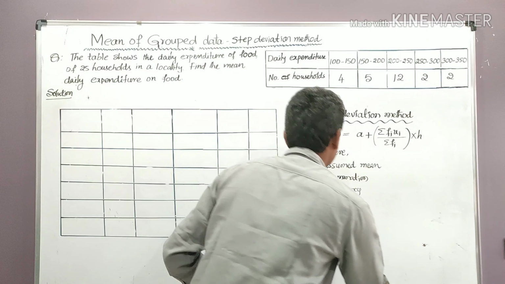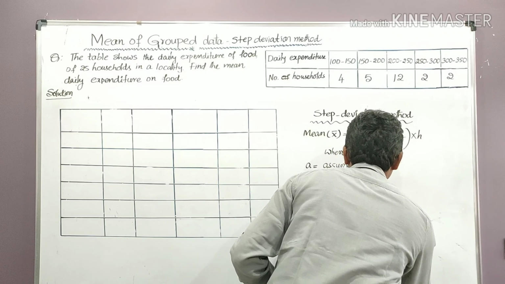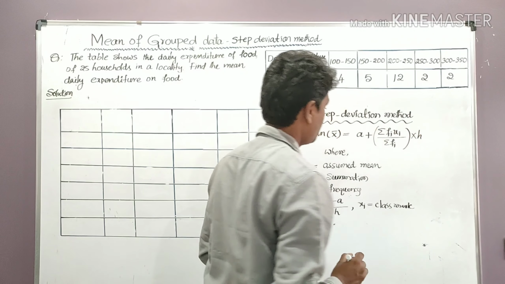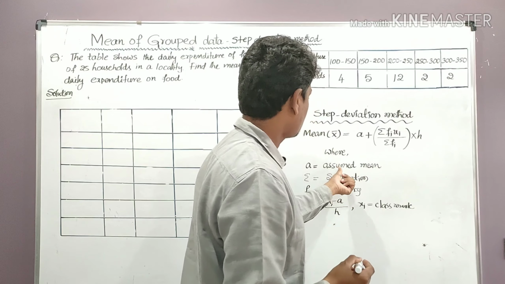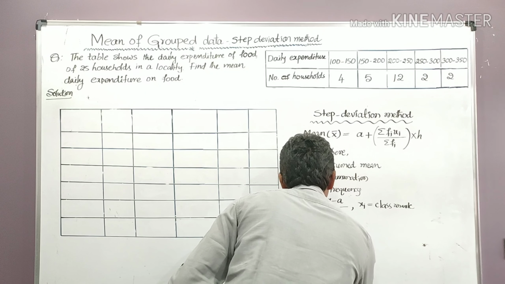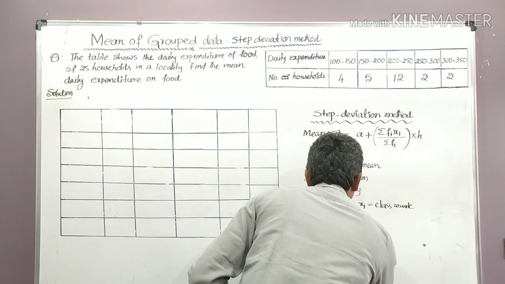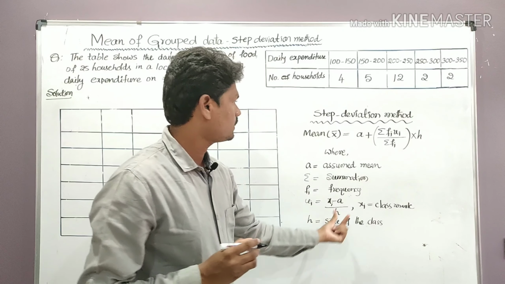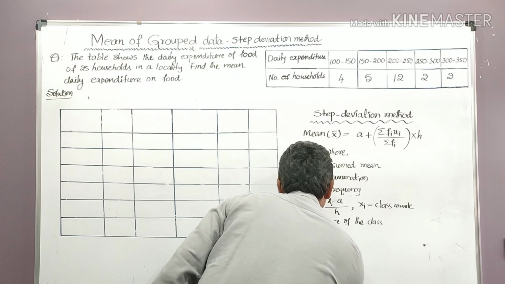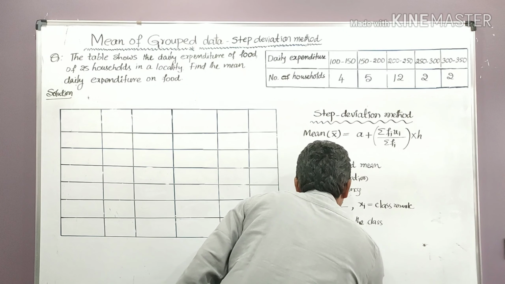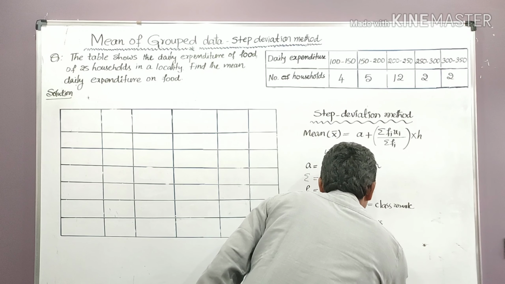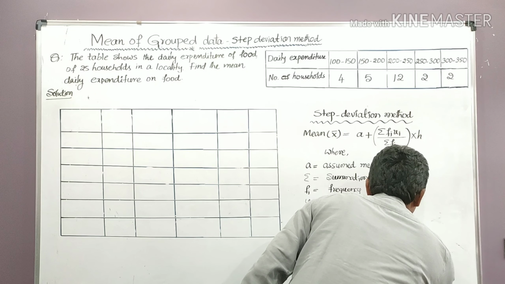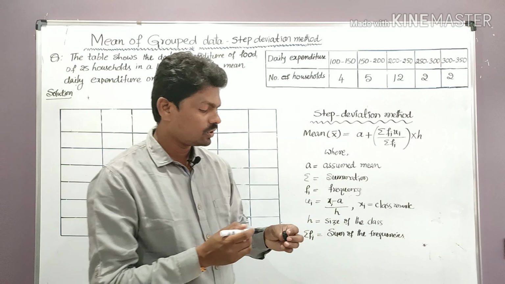Here xi is equal to class mark. A is again the assumed mean. H is equal to the size of the class, and sigma fi is equal to the sum of the frequencies. So these are the terms involved in the formula, students.